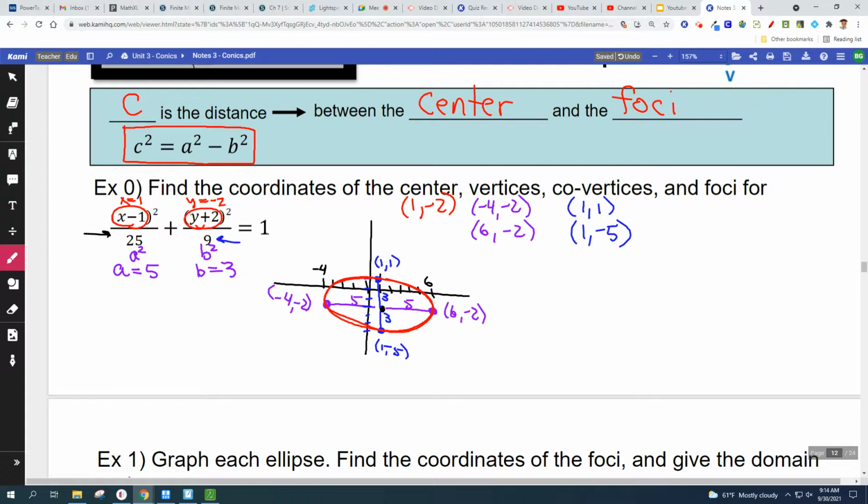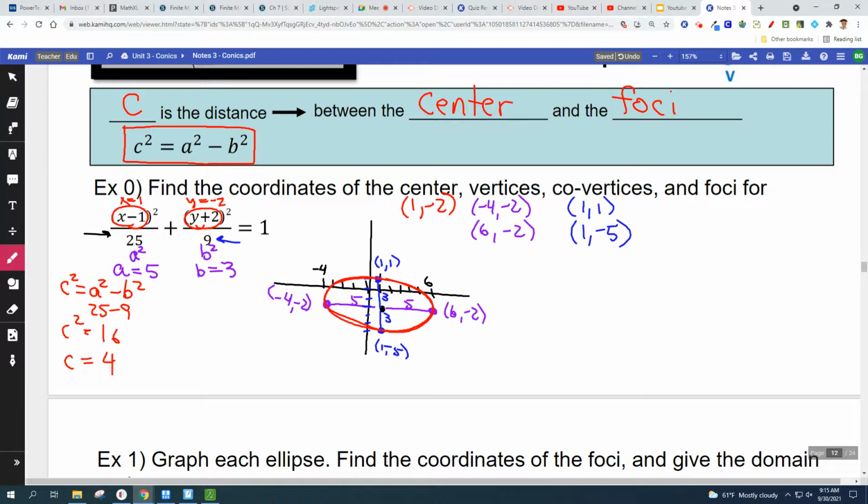Now for the foci, that's a little bit harder. You're going to have to use that equation. All right, so foci, you're going to need c squared equals a squared minus b squared. Well, a squared was 25, and b squared was 9. 25 minus 9 is 16. C squared equals 16. Square root.